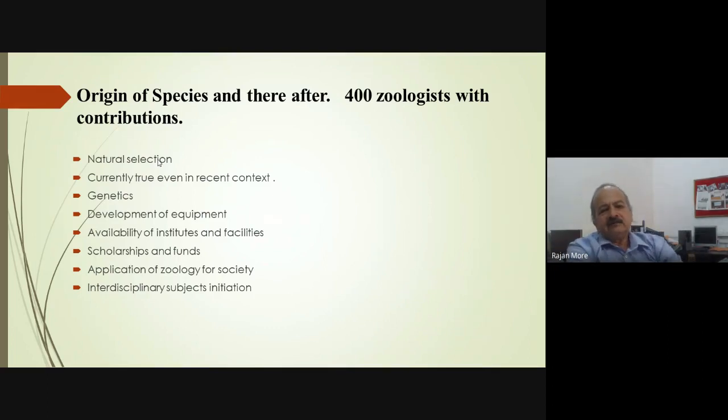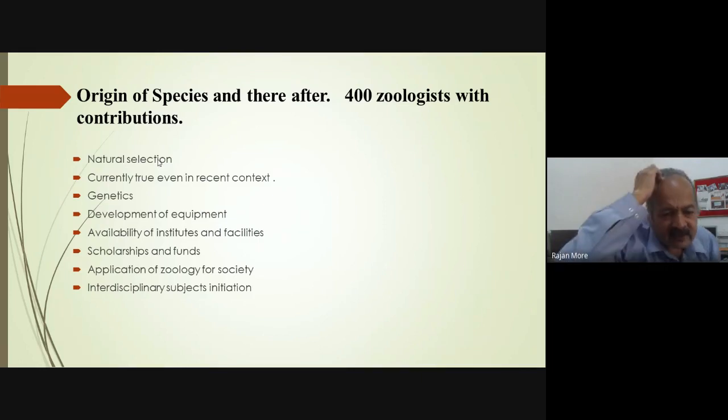After natural selection, after the contribution of these great 400 zoologists, today we have started playing with the genes. Today we have started introducing microbes. Today we have started genetic modification of plants, animals, microbes for the betterment of society and human beings, keeping in view only one aspect, the use of all these animals, change in all these animals for the betterment of human beings, without taking into consideration the other animals. But what I'm saying is natural selection.